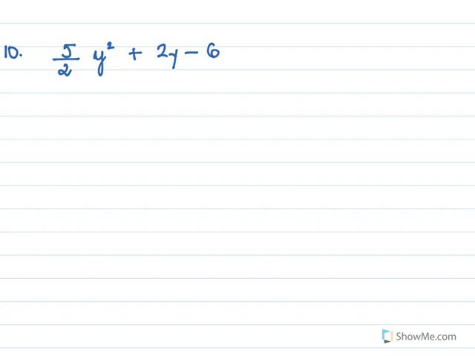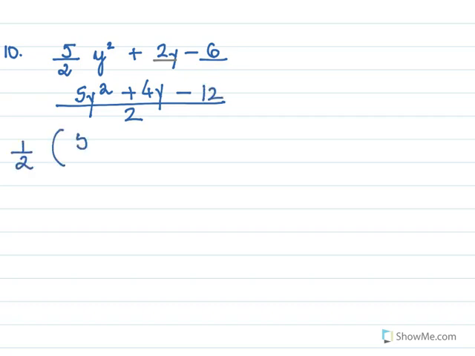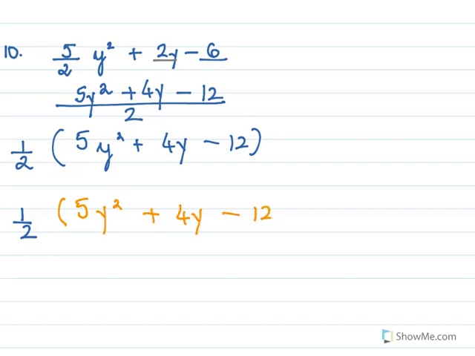Now for the 10th sum, again here we have fractions. So when we have fractions, we take LCM. In this case, the LCM is 2. So here we will have 5y square, this is over 1, so into 2 into 2, so that would be now 4y minus 6, so 1, so into 2 into 2, so this would be now minus 12. So you write 1 by 2 here. This is 5y square plus 4y minus 12. You write 1 by 2 and we are going to solve this quadratic, 5y square, 4y minus 12.